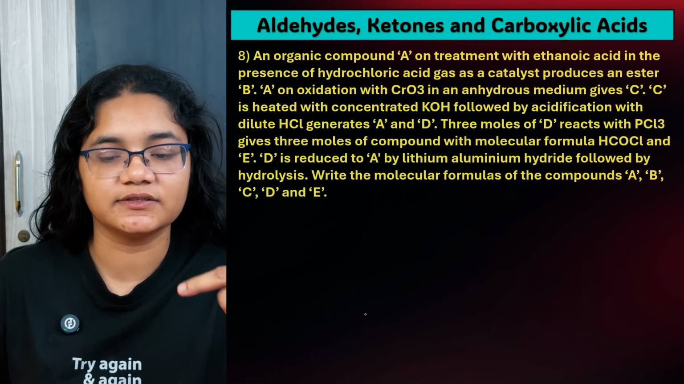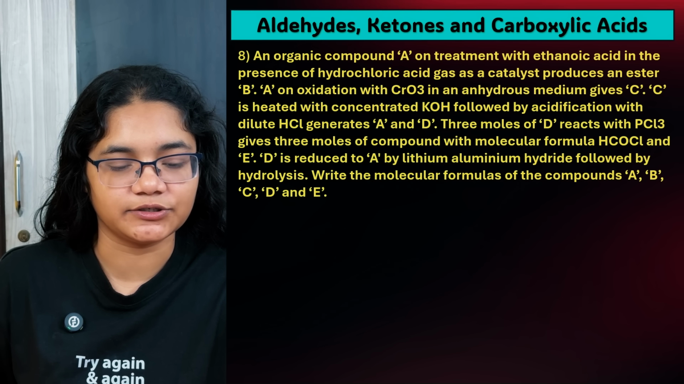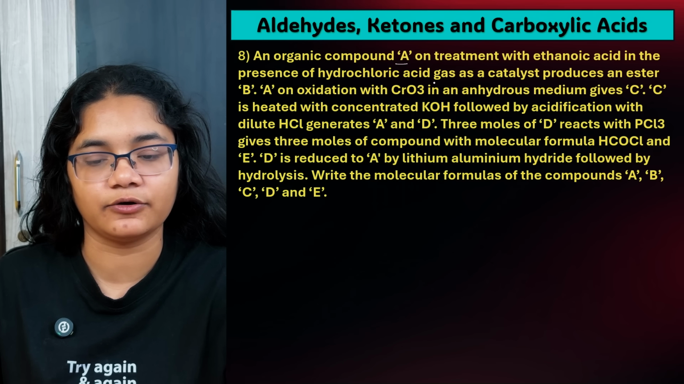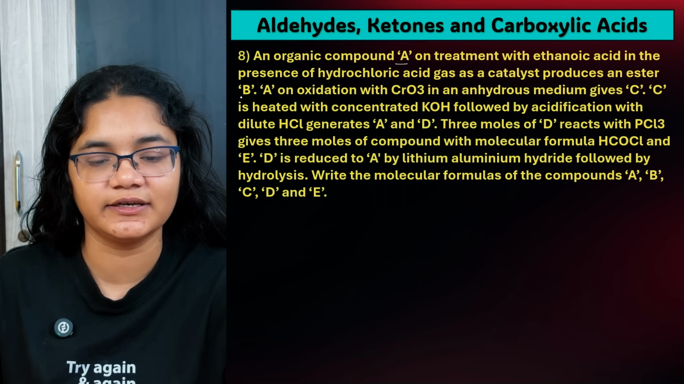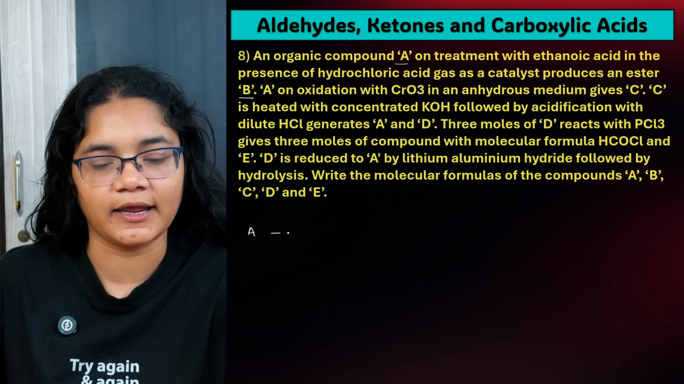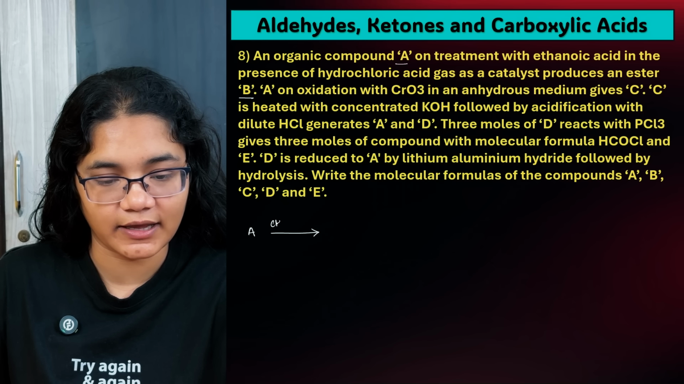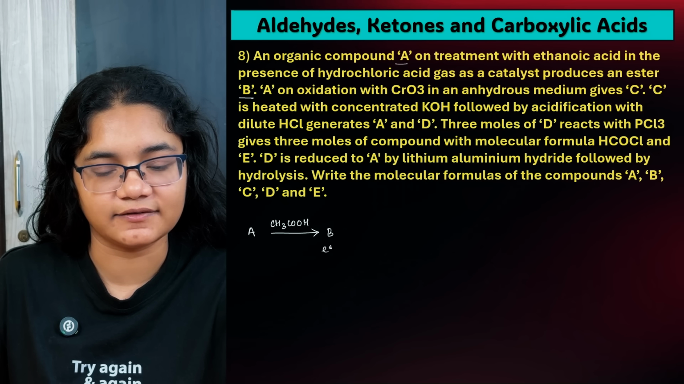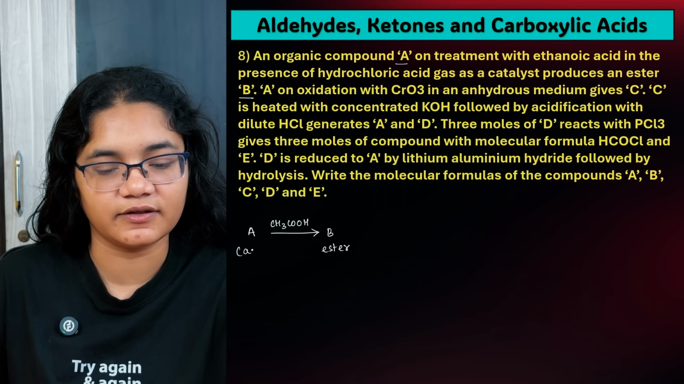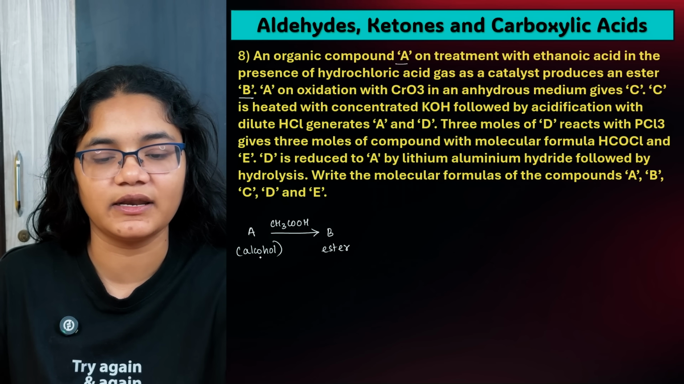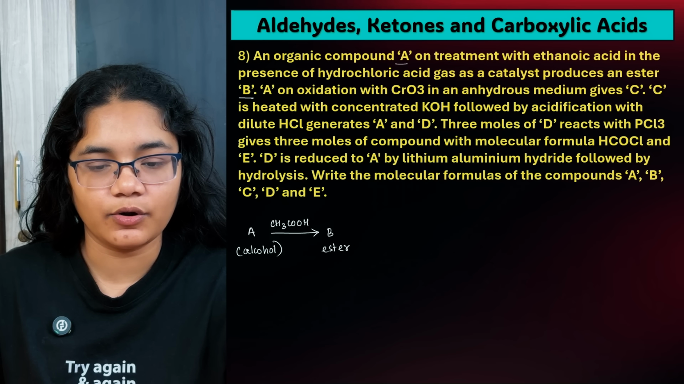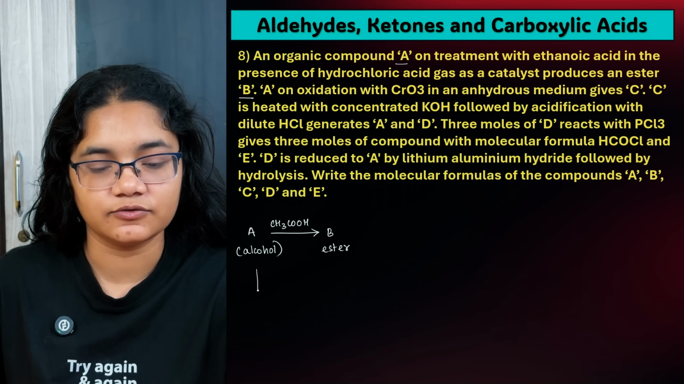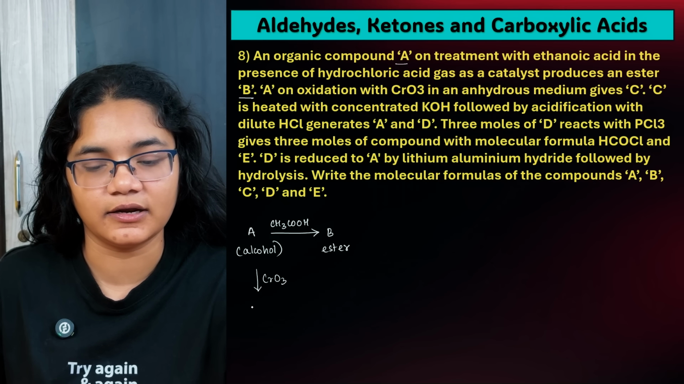Next question was, okay, this is also from your 2025 first exam paper. So this is what we call a word problem based question. So an organic compound A on treatment with ethanoic acid in presence of hydrochloric acid gas as a catalyst produces an ester B. Okay, so if an organic compound A is there which is reacting with ethanoic acid to give you a compound B which is an ester. Now we can easily figure out that if this is ester, then this must be one alcohol group. Okay, now A on oxidation with CrO3 in anhydrous medium gives you C. So if this one is treated with CrO3, it gives you C.